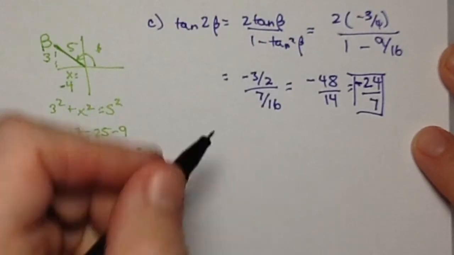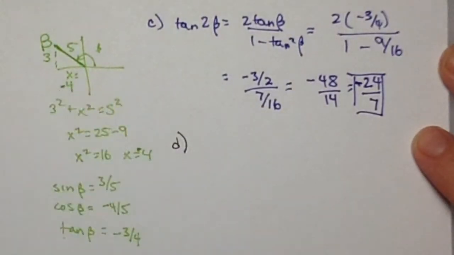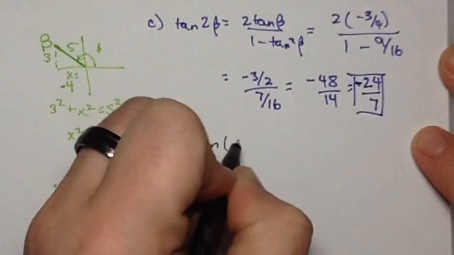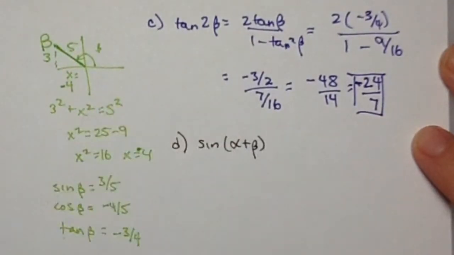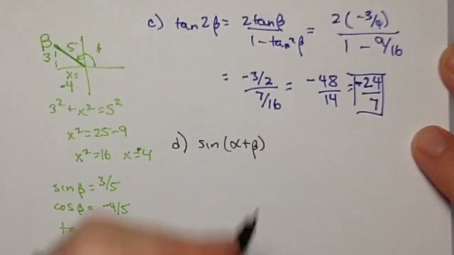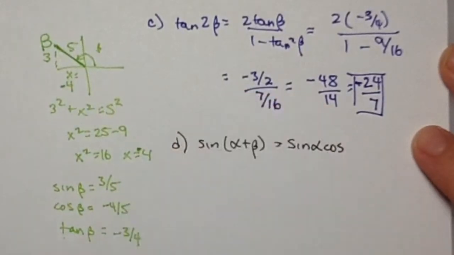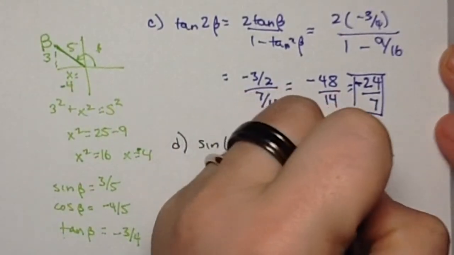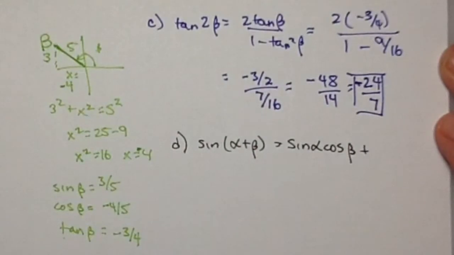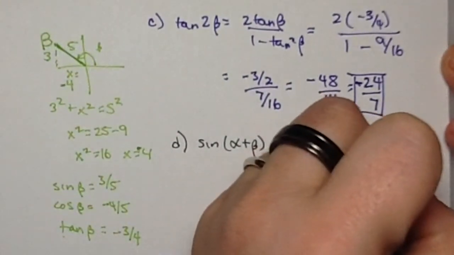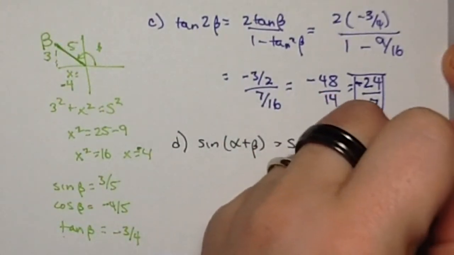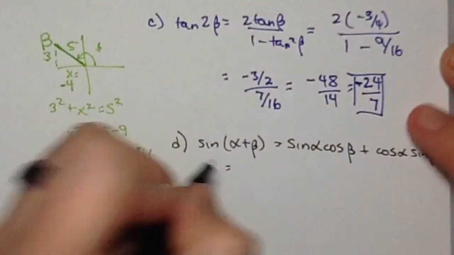Let's do part D, which asks us to calculate sine of alpha plus beta. Okay, we can do that. Again, we're going to use our summing formula. This is sine alpha cosine beta plus cosine alpha sine beta. So we're just going to read off the chart.